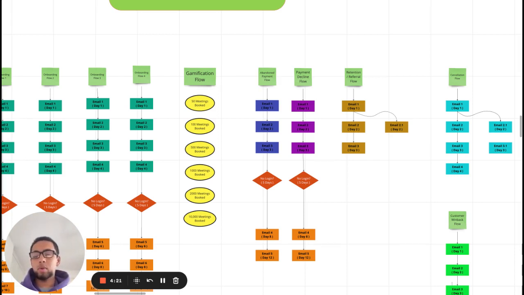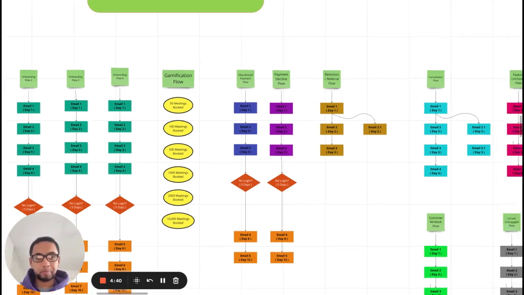The payment decline flow is more of a logistical issue where the bank stops the payment going through, or they don't have enough money in their bank account, or something along those lines. So for these people, we really want to just try and fix the logistical issue and simply let them know that their payment hasn't gone through, and just keep following up till they update their payment details, and then they can carry on with their plan.